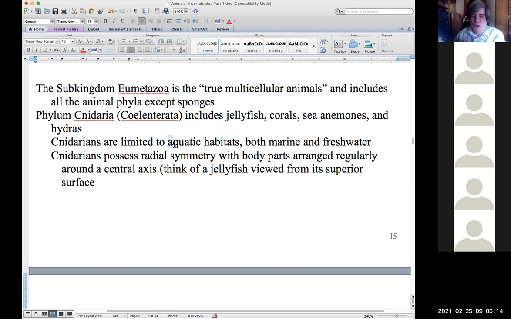Now, cnidarians are only found in aquatic environments. We don't find them in terrestrial environments, so they don't live on land. That's what terrestrial is. And we don't have any species that are really parasitic. So we find them in water. They're an unusual group because they possess radial symmetry. Remember what we said the other day. If you cut a diameter through their body, then any two halves should be approximately equal. Remember, we said not exactly equal.